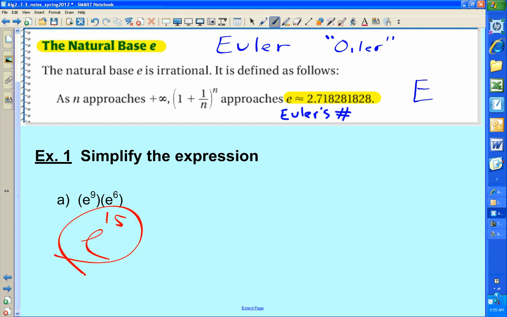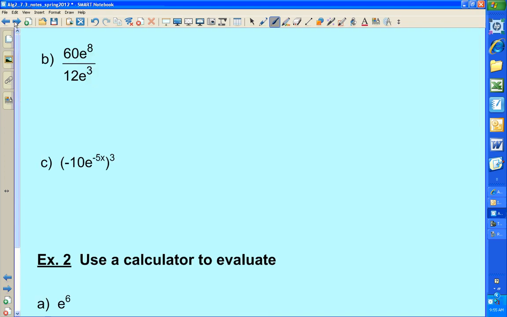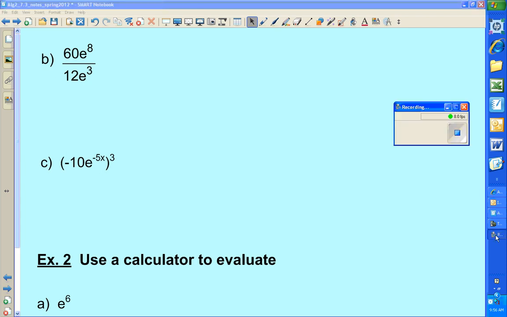Simplify means do what? Yeah, what does simplify mean? Get rid of parentheses, combine like terms. Two things. Get rid of parentheses, combine like terms. We got rid of parentheses. We're done. There are no like terms, only one term. See if you can do B and C on this. See if you can simplify B and C.